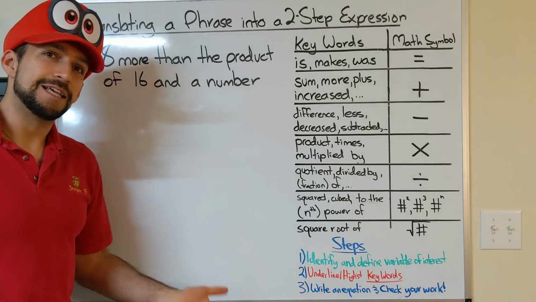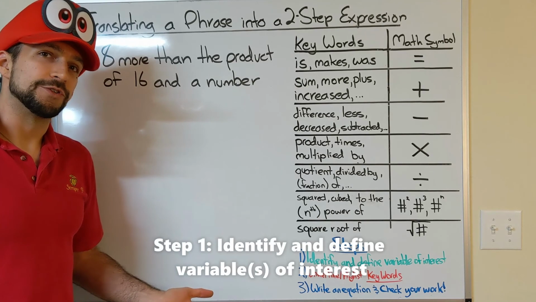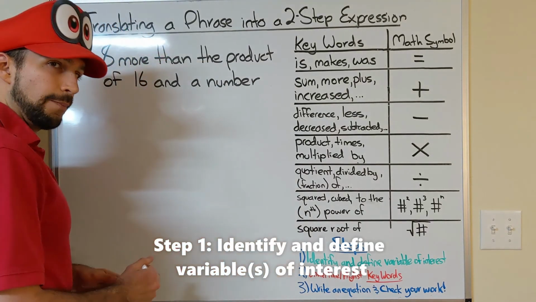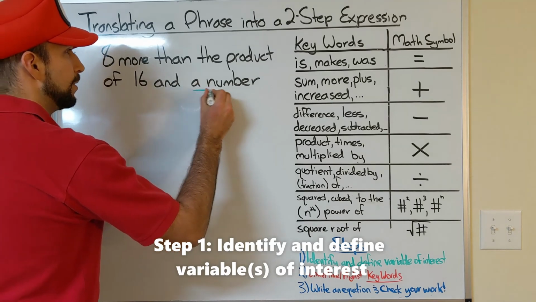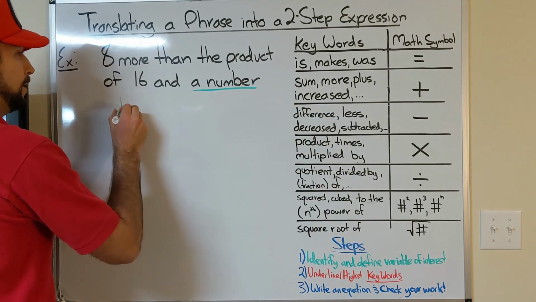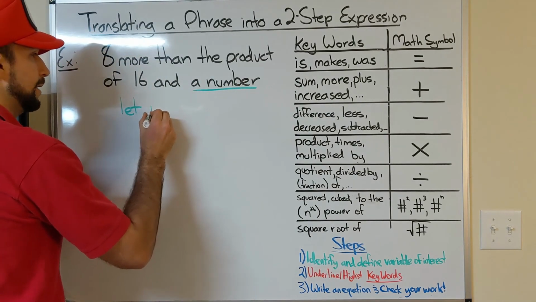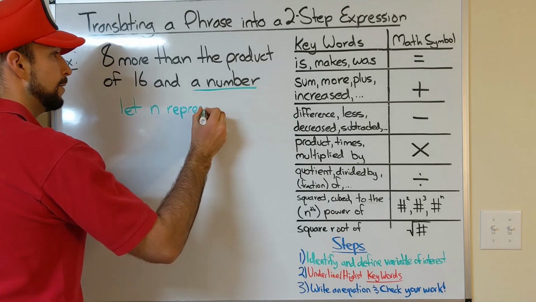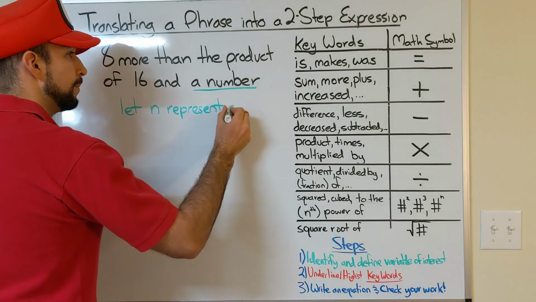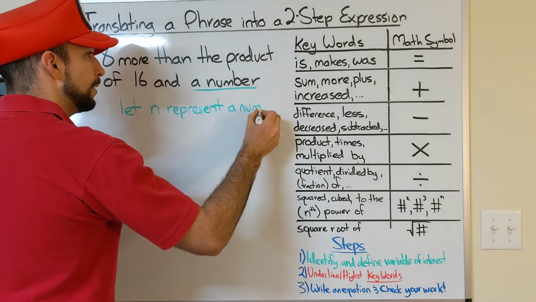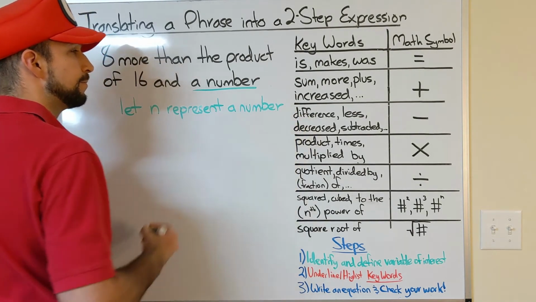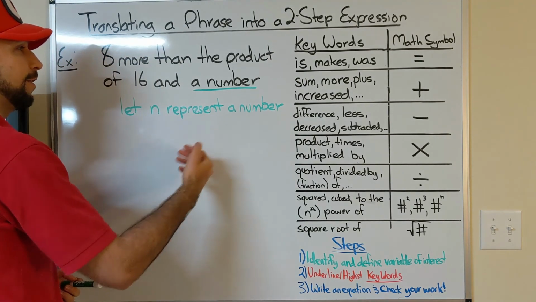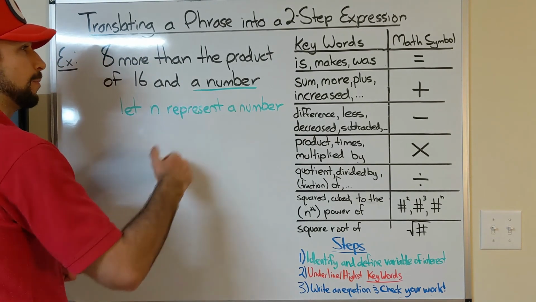So here ALEKS doesn't give us the variable of interest. So let's first define that. A number is not known. So let n represent a number. So our first step was to identify and define our variable. So we're going to use n to represent a number.